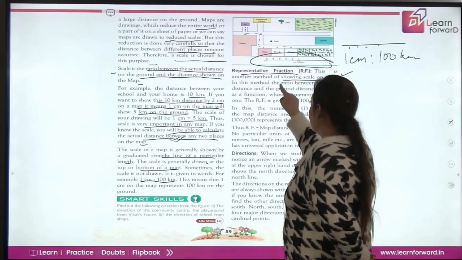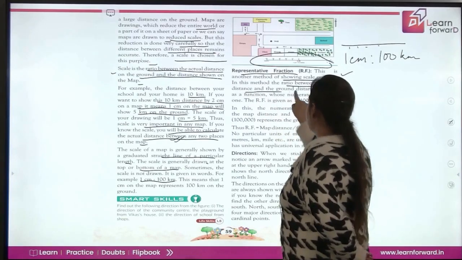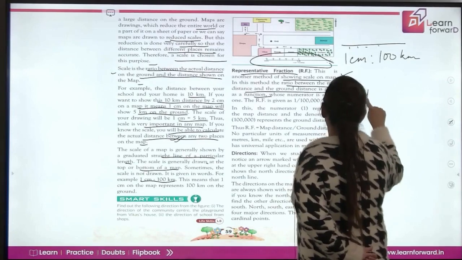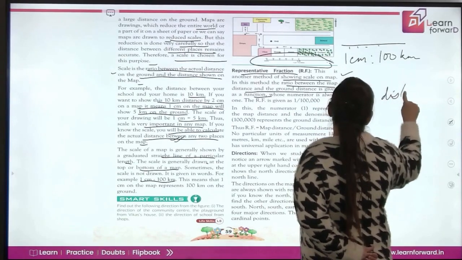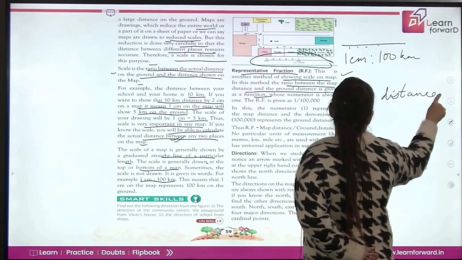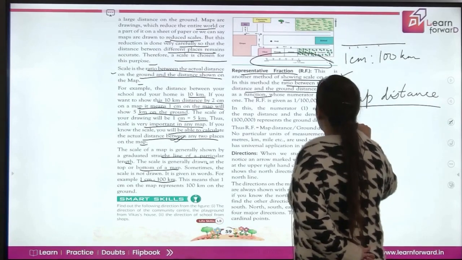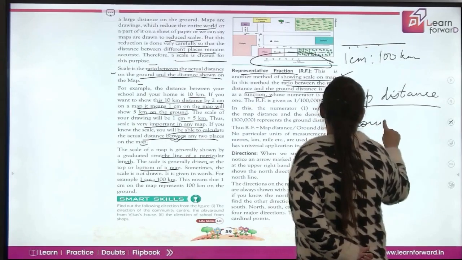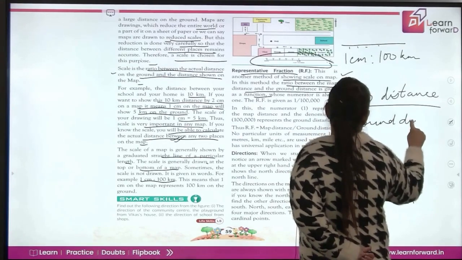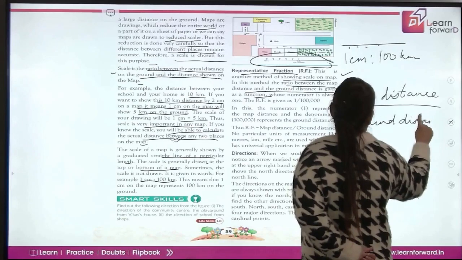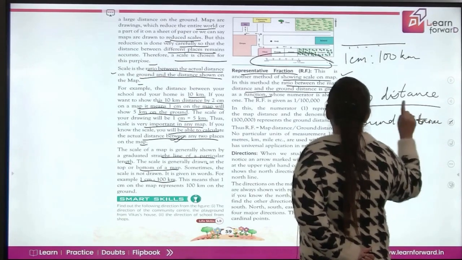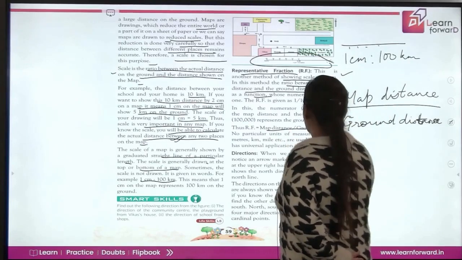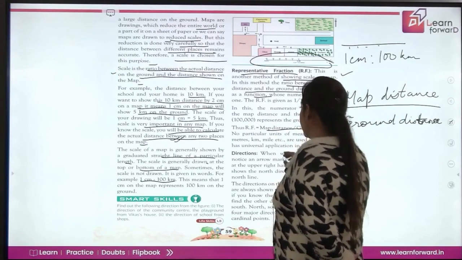In this method, the ratio between the map distance and the ground distance is given as a fraction. So क्या होगा? Ratio किसका है? Map distance. This is again important. It will be very important for your exam. So please write it. Map distance upon the ground distance. This is very very important. इसकी कोई यूनिट नहीं होती है, ठीक है. जैसे हम कोई भी calculations करते हैं तो यूनिट होती है, इसकी कोई यूनिट नहीं होती है. तो ratio of map distance to ground distance is your RF, representative fraction.